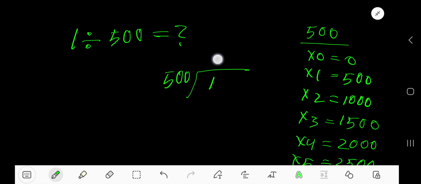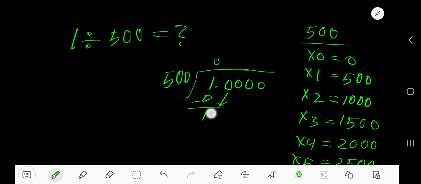500 goes into 1. How many times? 0 times, as 1 is less than 500. 0 times 500 is 0. Subtract 1. To continue this division process, convert this whole number into a decimal number. Just take a decimal, and you are allowed to take any number of zeros.